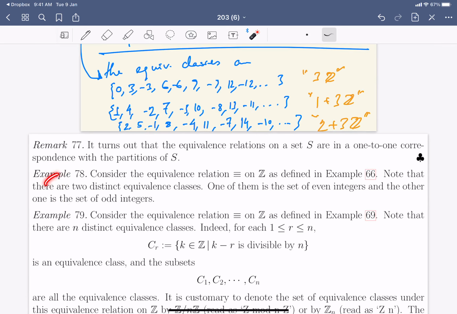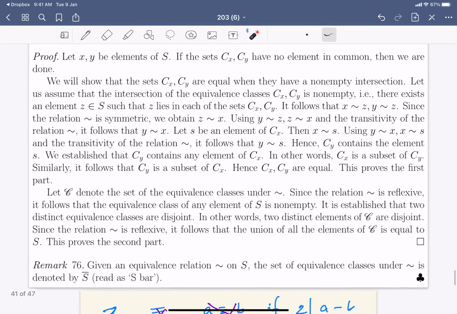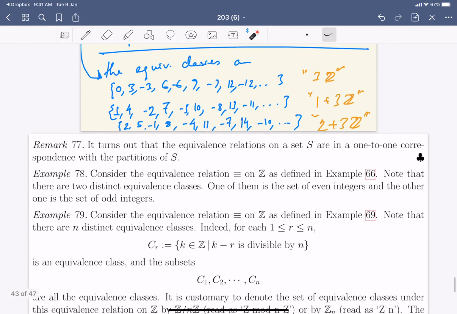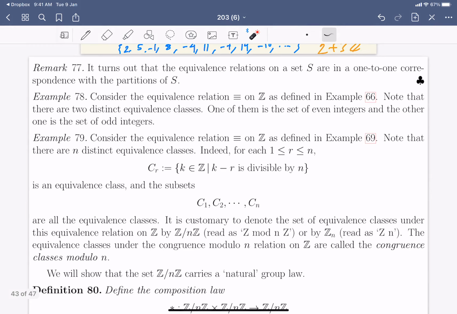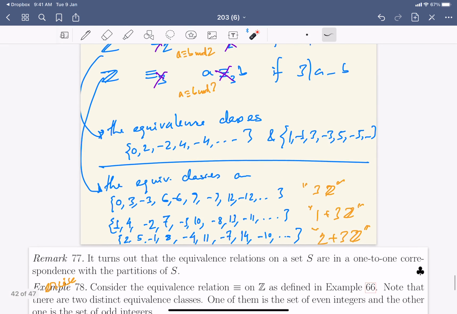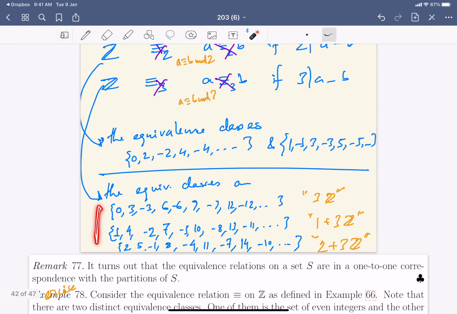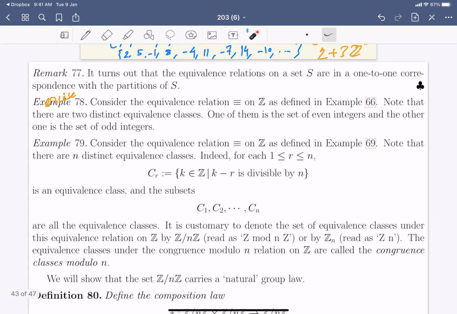Maybe I should set it as an exercise for you to prove it. This was not given before because the notion of equivalence class has just been introduced today. So now we have a more general one. This is the congruence modulo n relation. There are n distinct equivalence classes. For the congruence modulo 3 relation, we stated that there are 3 equivalence classes, and we are saying that for the congruence modulo n relation there are n distinct equivalence classes. Maybe this should be termed an exercise instead of an example.